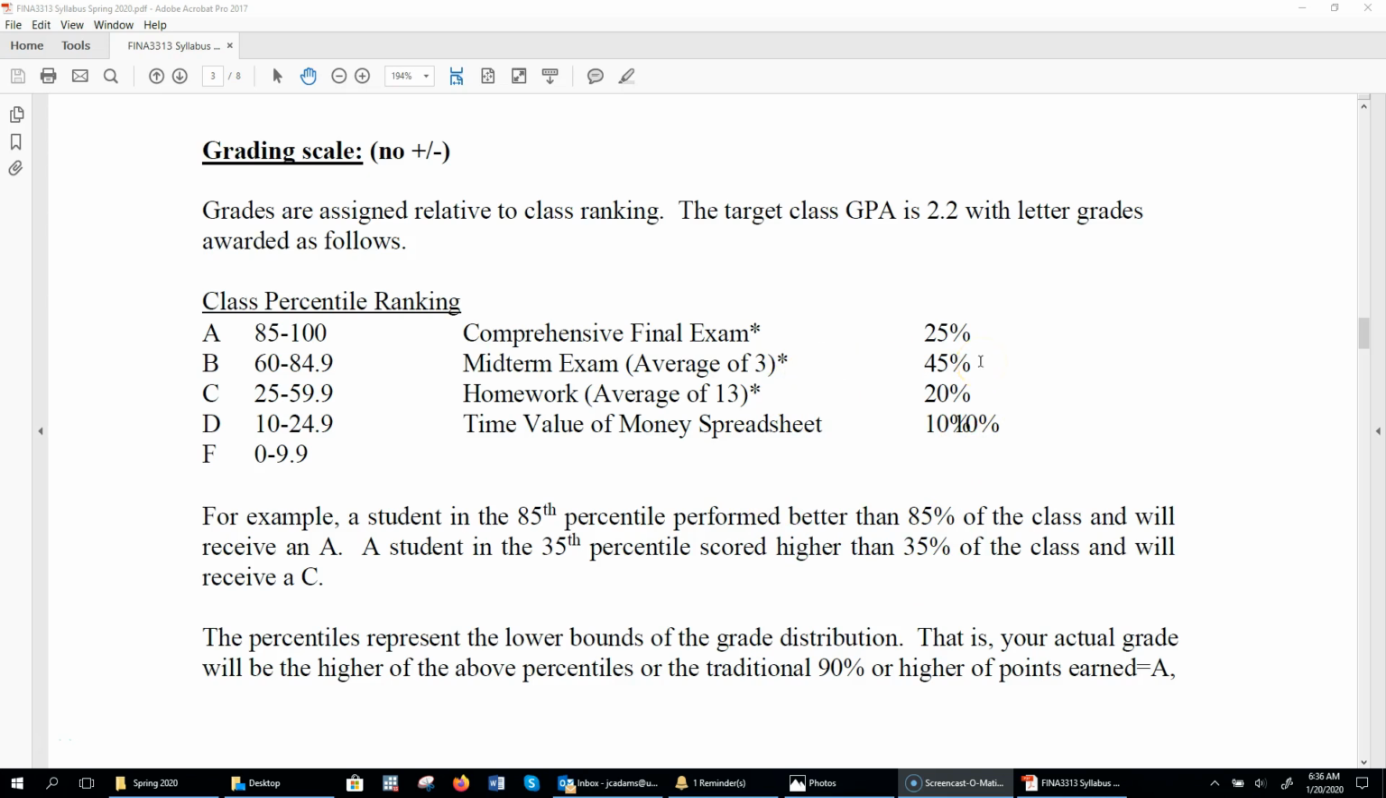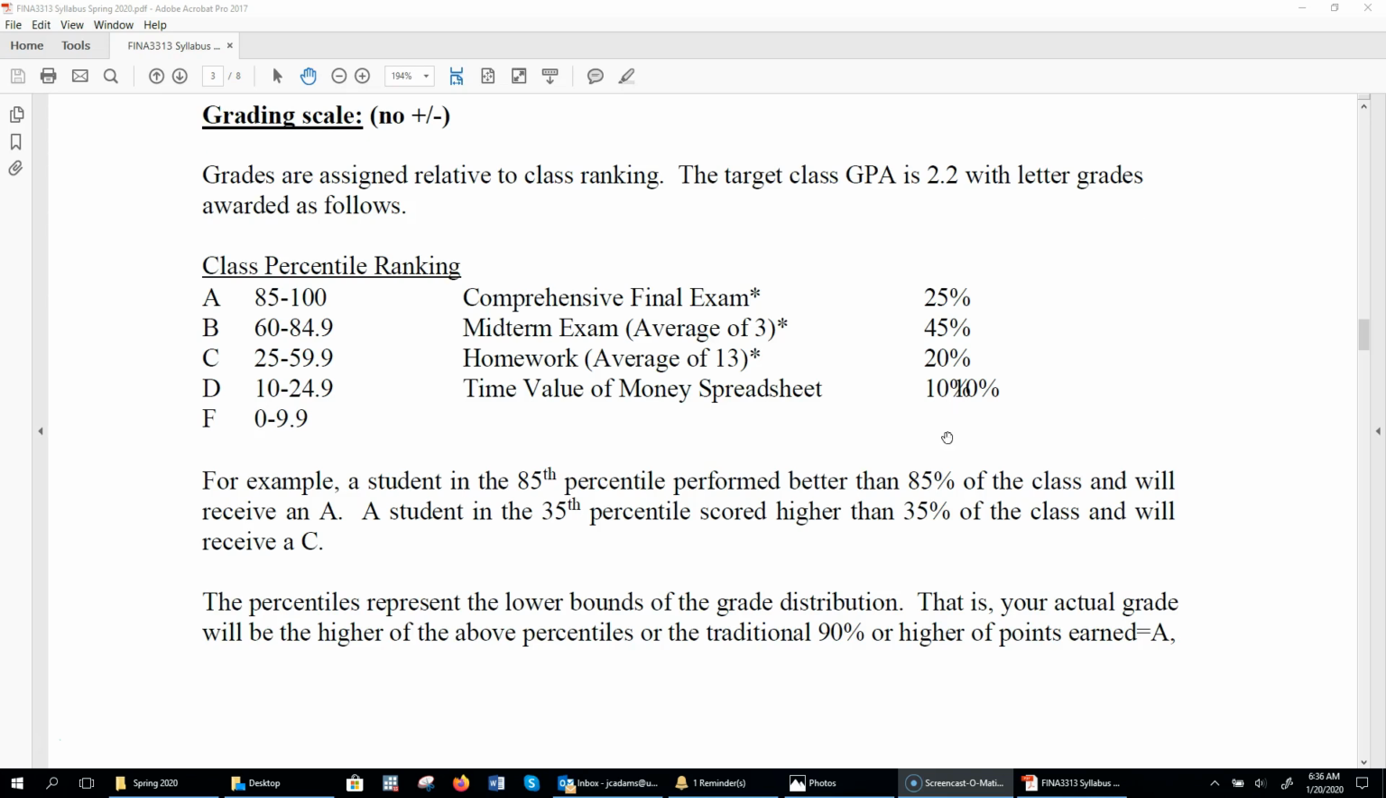The final exam counts for 25% of your grade. There are 3 midterm exams worth 15% of your grade each. We take the average of the 3, that's 45% of your grade. Homework counts 20%, and that time value of money spreadsheet is 10%.